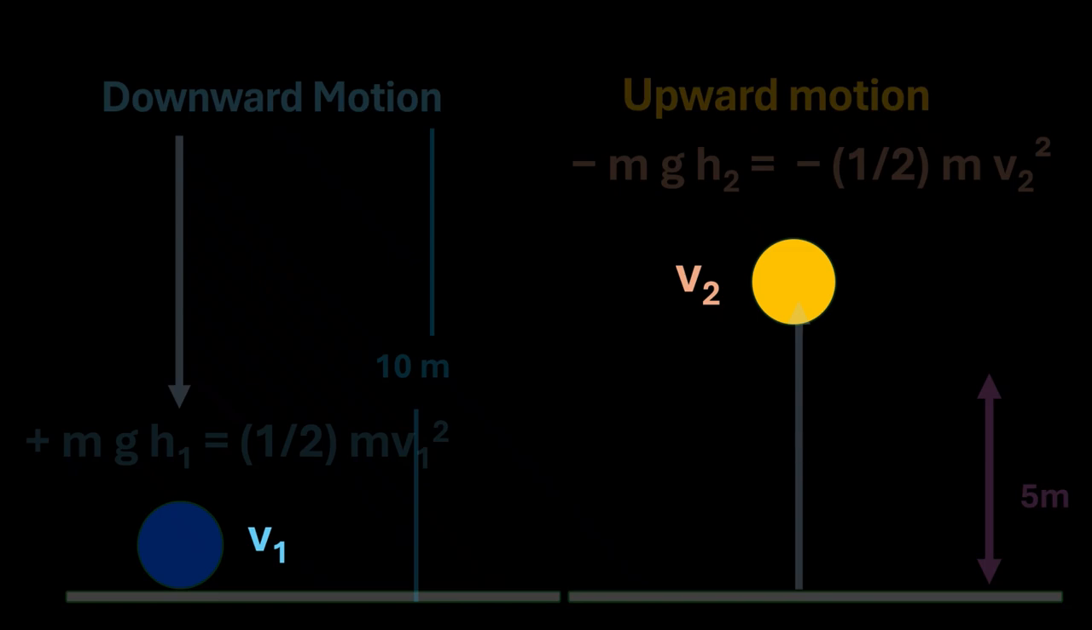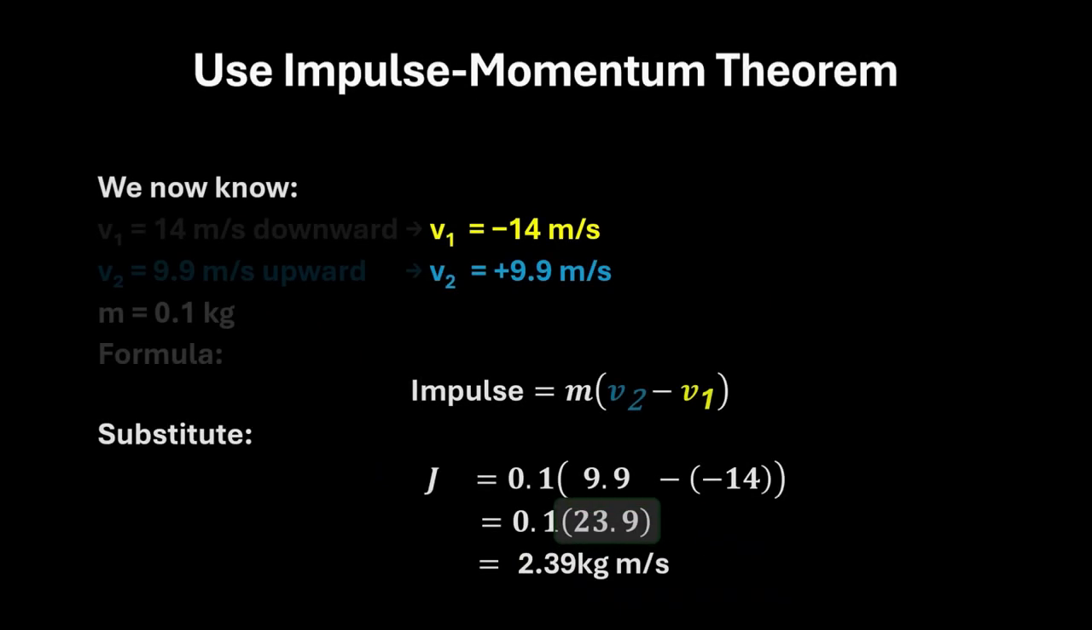Now with v1 and v2, we can find out the impulse, which is m into v2 minus v1. v1 is minus 14. Therefore, we get 9.9 minus minus 14, which gives us 23.9 times mass 0.1. Therefore, the value of impulse is 2.39 kilogram meter per second.